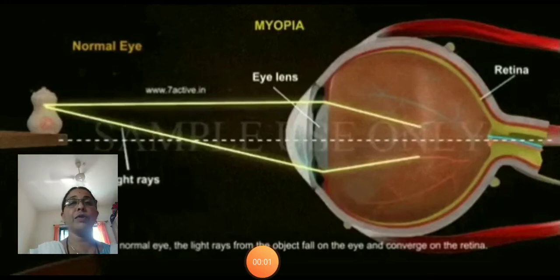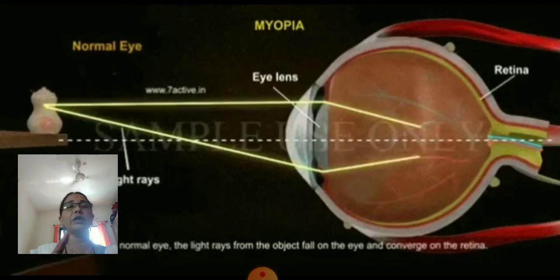Hello dear children, we are going to study about the eyes, that is, the defects of the eyes. First let's know what a normal eye is. The diameter of the normal eye is 2.4 centimeters. It has the proper distance between the cornea and the lens.